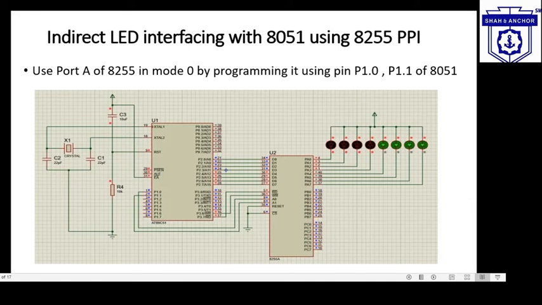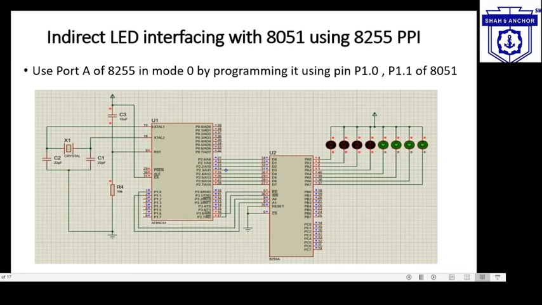Now next, indirect LED interfacing with 8051 using 8255 PPI. So we use port A of 8255 in mode 0 by programming it using the pin P1.0, that is the port 1 0th bit, then P1.1, that is port 1 1st bit of 8051.